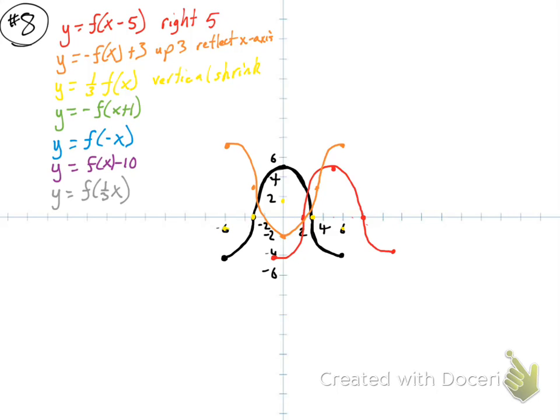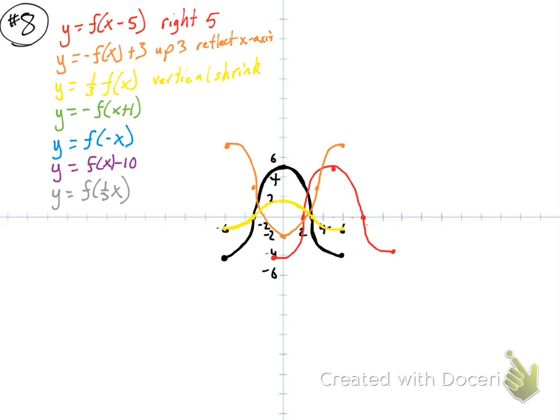And so now I have this short squatty function that has been flattened out or compressed or shrunk vertically. Technically, horizontally, it's the same width as always. It's just been vertically shrunk. Good.